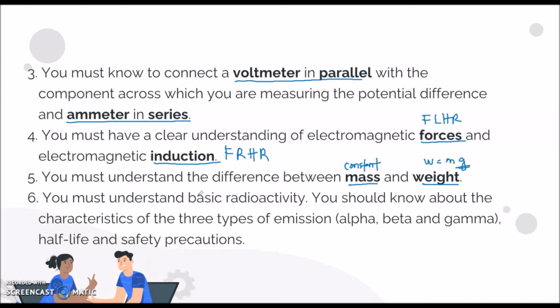Okay, number six, you must understand basic radioactivity. You should know about the characteristics of the three types of emission, alpha, beta, and gamma. For each of these radiations or emissions, you have their own characteristics. You also have their own nuclear equation, and also half-life as well as safety precautions. When you handle radioactive material, what are the precautions that you must take?